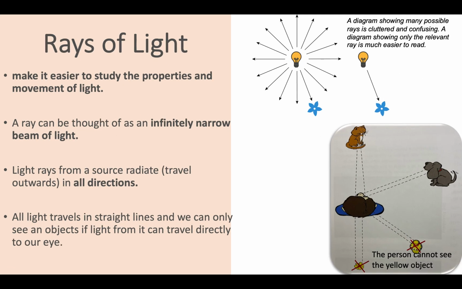All right, next one, rays of light. Again, as I said earlier in the previous slide, we are looking at objects here. We can only see these objects if the ray that comes from them can hit our eye. So here, for example, if you look at this diagram, there's a yellow object over here, and there's a person standing here. The rays from the heart are hitting the eye, so this individual can see the heart, but they cannot see this object because the ray from this object is not hitting the eye because of the position they're standing.